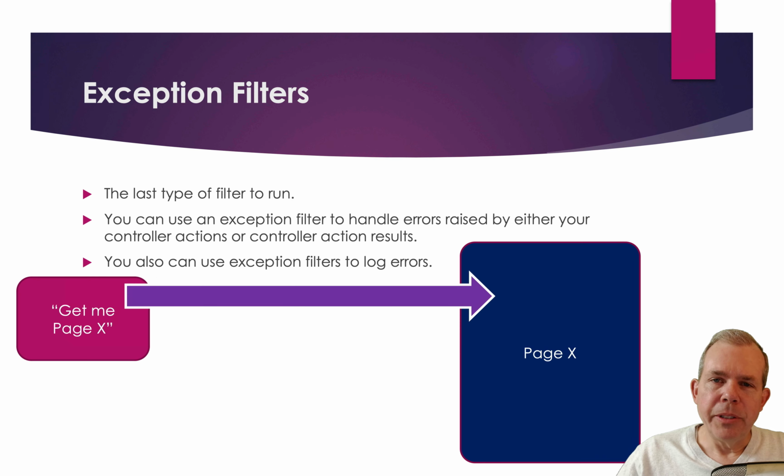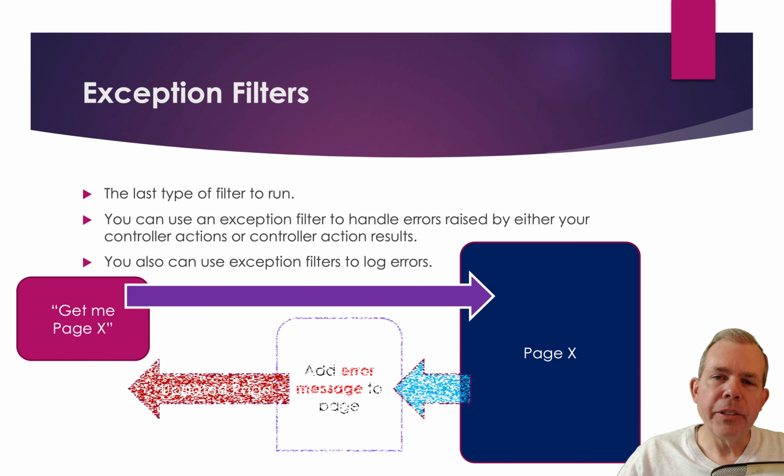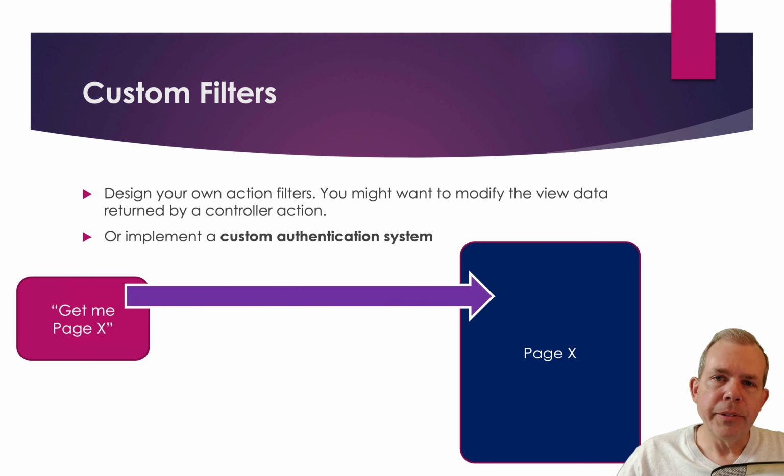Also exceptions. If you think of an error that occurs on the page, you might want to either log those errors or modify what the page looks like, so that the user gets their customized version of an error page. So we can update things when errors occur. Also there's custom filters, and that's what we're going to be building in the next few minutes with our code. A customization is to make your own filter. In our case, we are going to create a custom authorization filter.